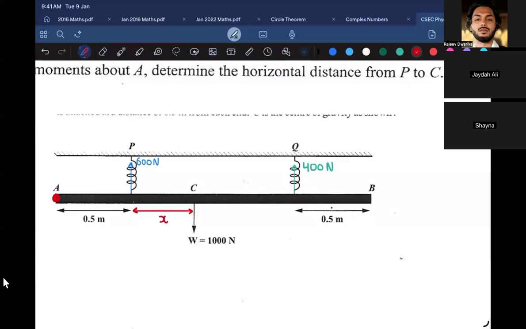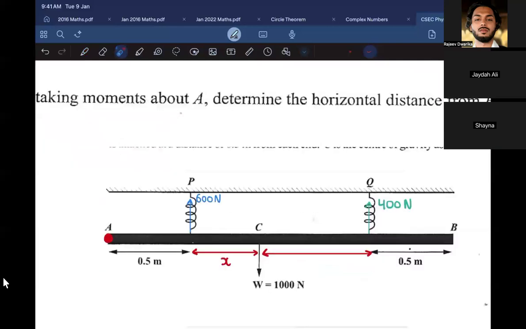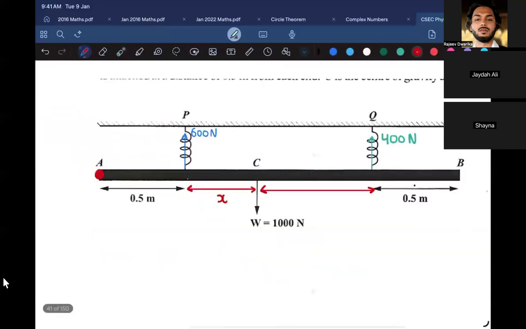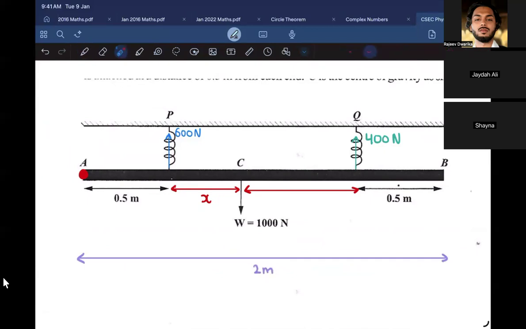So let me ask this question. Don't we have another unknown length? Yes, sir. We do. This is also another unknown length. So my question to you is, if we read the question, you would see that they said the plank was 2 meters long. So we know that the entire plank is 2 meters long. So from here to here is 2 meters. So the entire thing is 2 meters, right? And this is 0.5. This is x, and this is 0.5.